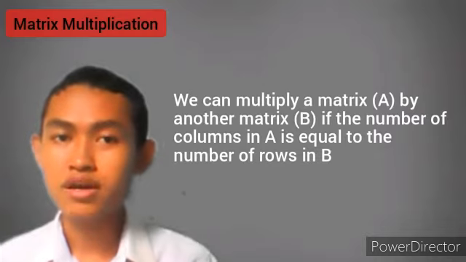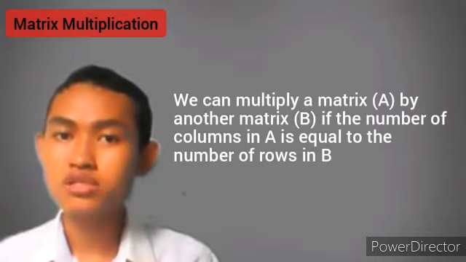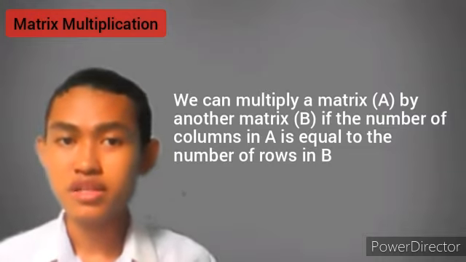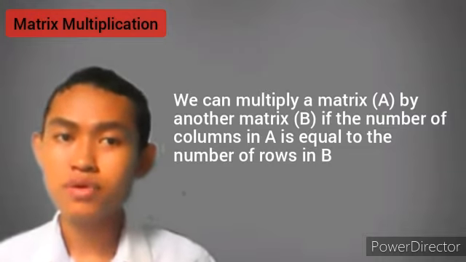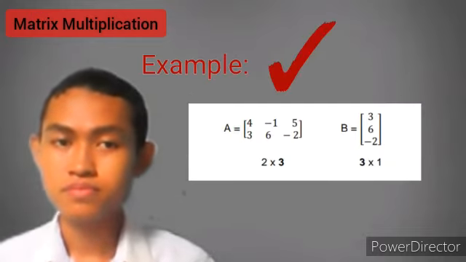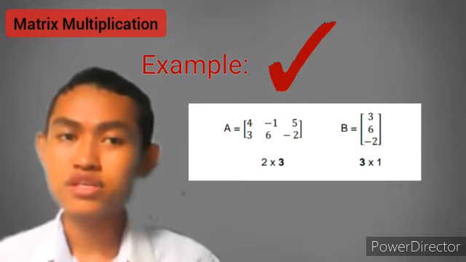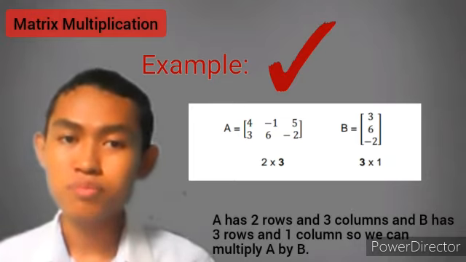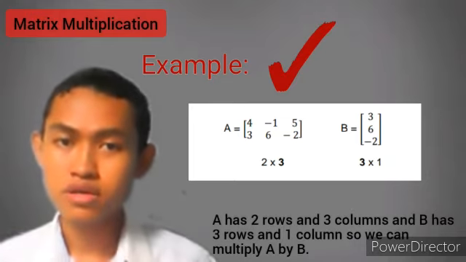We can multiply a matrix A by another matrix B if the number of columns in A is equal to the number of rows in B. For example, it is like this. A has 2 rows and 3 columns, and B has 3 rows and 1 column. So we can multiply A by B.